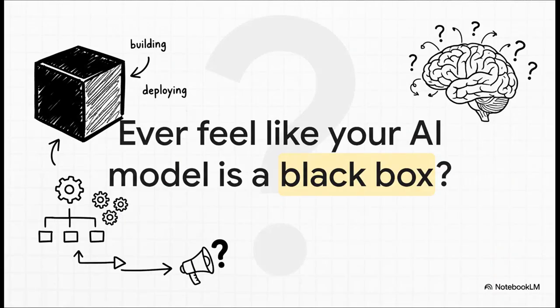So let me ask you something. Do you ever feel like your AI model is just a black box? You've built it, you've pushed it to production, but what is it actually doing under the hood? When it spits out a decision, can you really explain why it made that choice? For so many of us, that's a massive headache.